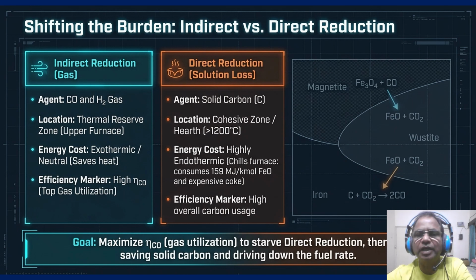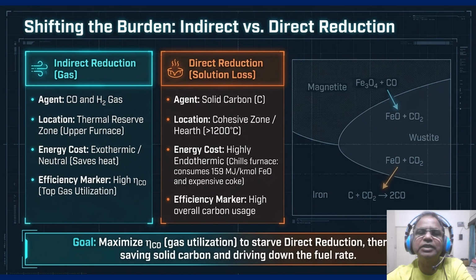Look at the wüstite reduction graph on the right. As we move toward the bottom, we see the carbon plus CO2 reaction. The goal is to maximize your eta CO, your gas utilization, to starve the direct reduction process. The so what factor: every unit of iron reduced by gas in the upper stack is a unit that doesn't have to be melted using expensive coke in the hearth. By shifting the burden to indirect reduction, we protect the hearth thermal state and drive the fuel rate into the basement.